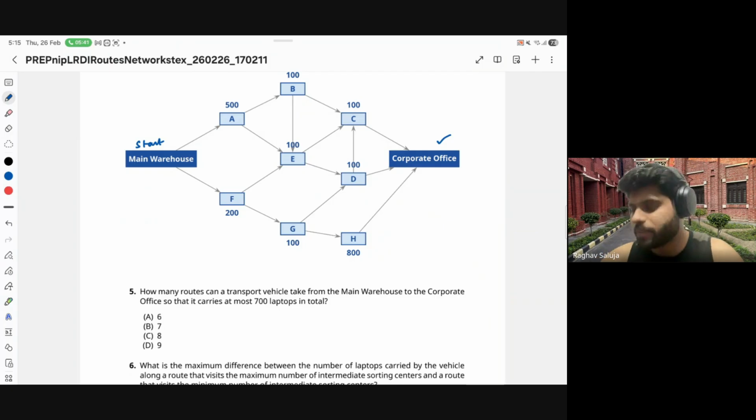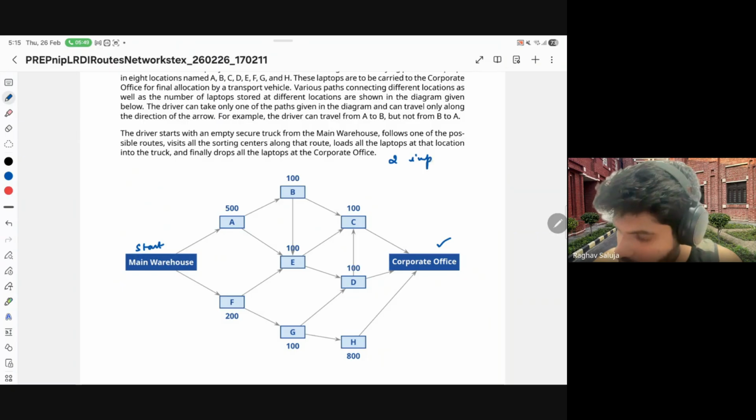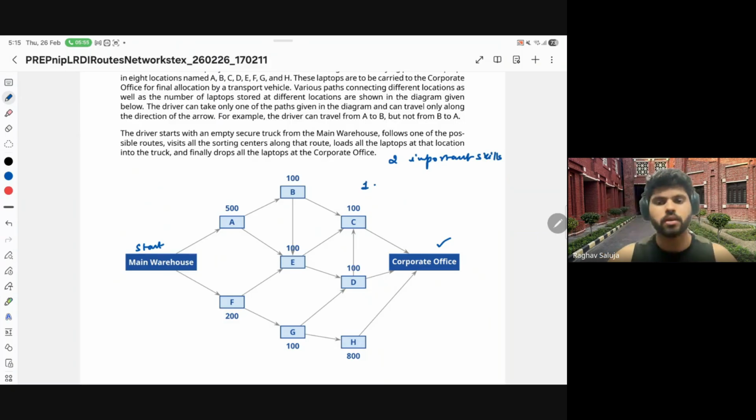Firstly, let me tell you one thing. This isn't about speed maths. It is about two very important skills. Number one is, can you trace all valid paths in a directed network without missing any? All paths in a directed network. This is a directional network, right? Without missing any. And can you add the node values correctly? Simple. Once you learn this method, trust me, you're going to be able to solve any routes and network set properly. Now let's understand the routes.